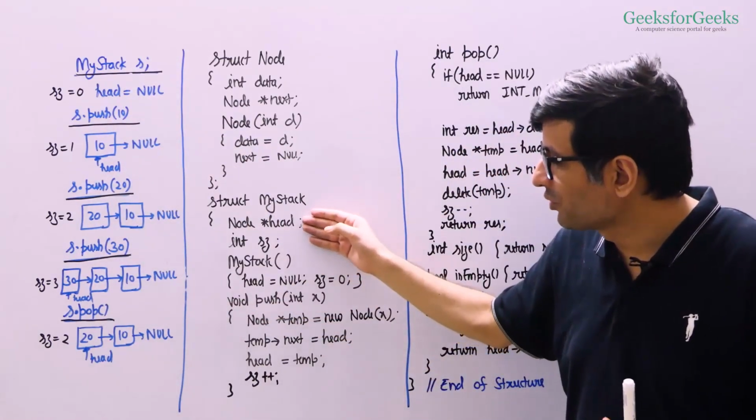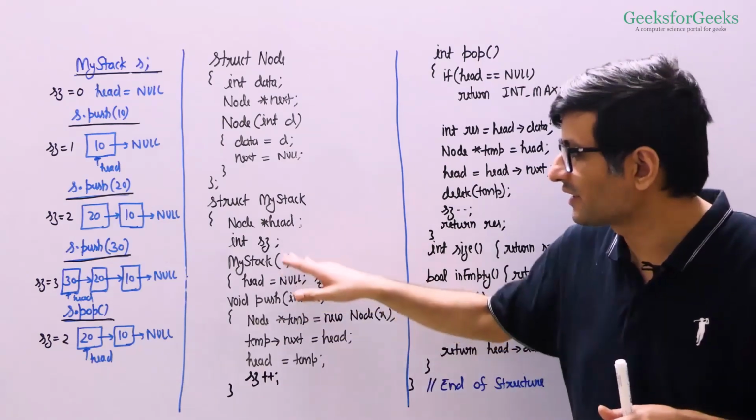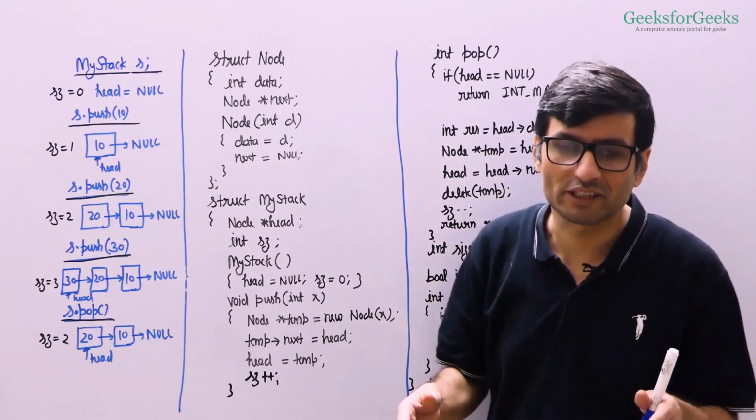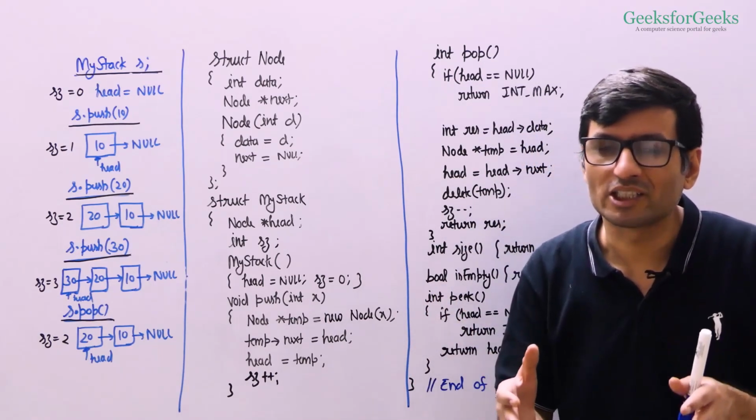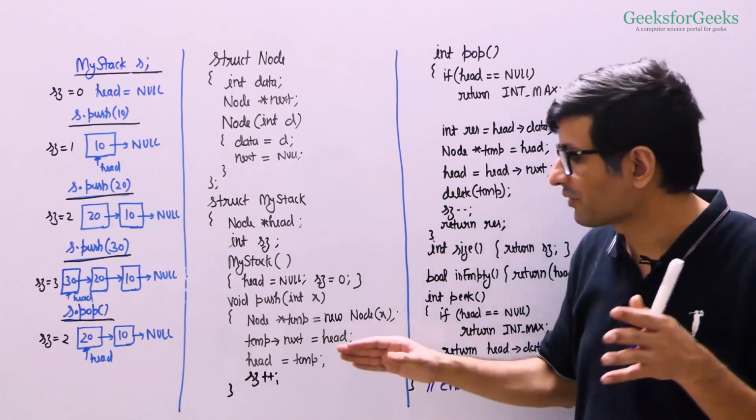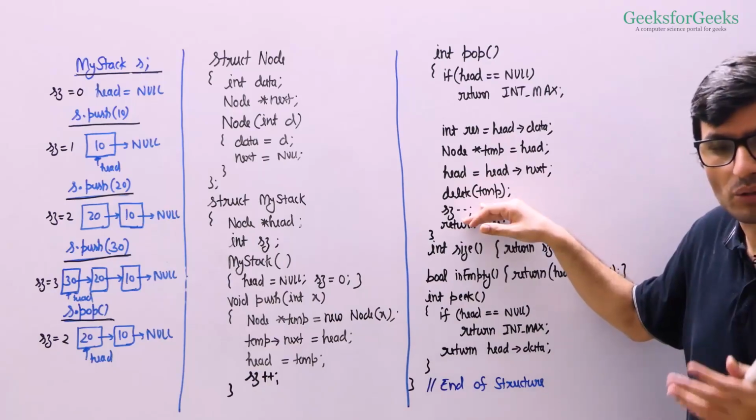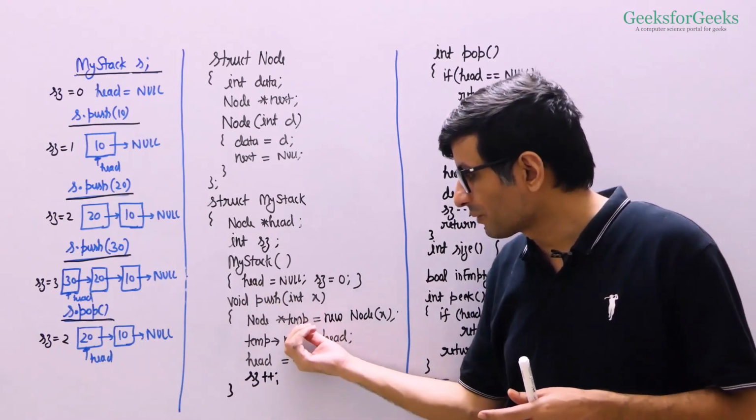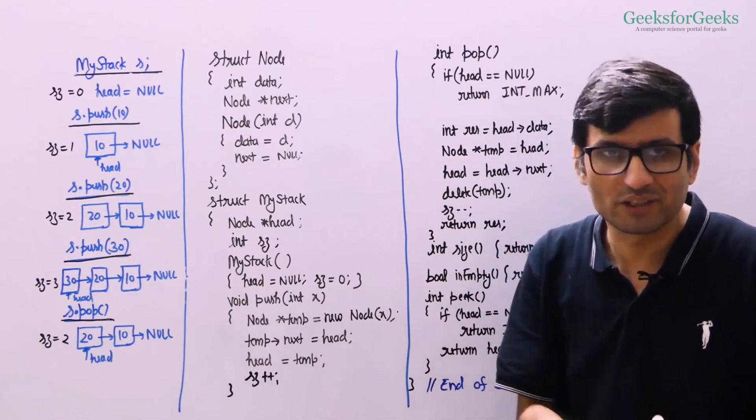Inside this structure, we have two members, head pointer and size. The head pointer is the head of the linked list, and the size variable is how many nodes you currently have in the myStack. We are using this size variable to ensure that we implement the size function in big O of 1 time. We are going to increment the size in the push operation and decrement the size in the pop operation. Let's now see the push operation. In the push operation, we are going to insert a node at the head of the linked list.